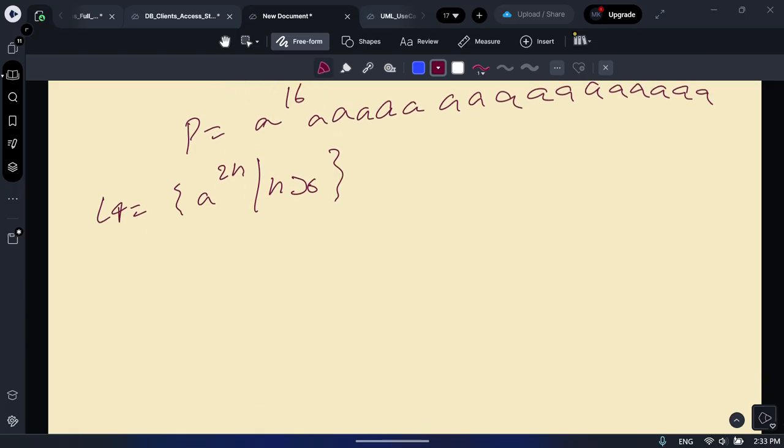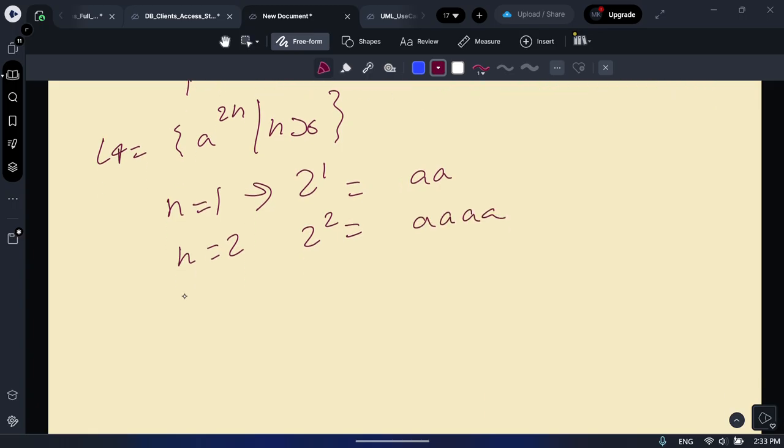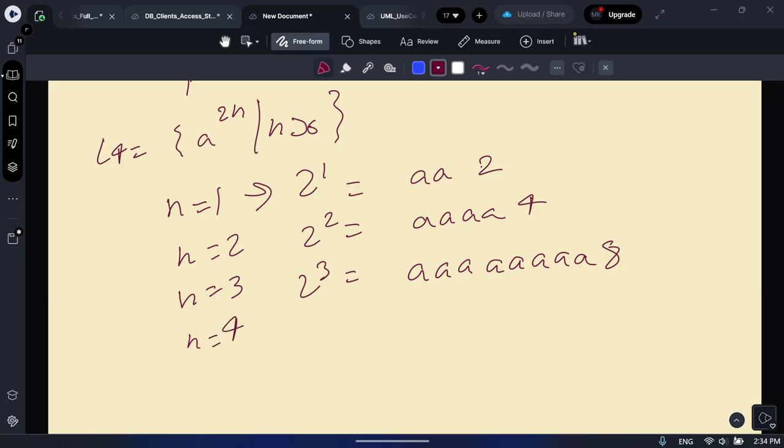And it means that the total number of a's is a perfect power of 2. For example, if n was 1, it becomes 2 to the power 1, which is 2 a's. If n is 2, 2 to the 2, it becomes 4 a's. And if n was 3, it became 2 to the power 3, which is perfectly 8 a's. 2, 3, 4, 5, 6, 7, 8. So 2, 4, 8. And n equal to 4 would be 2 to the power of 4, which is 16 a's.